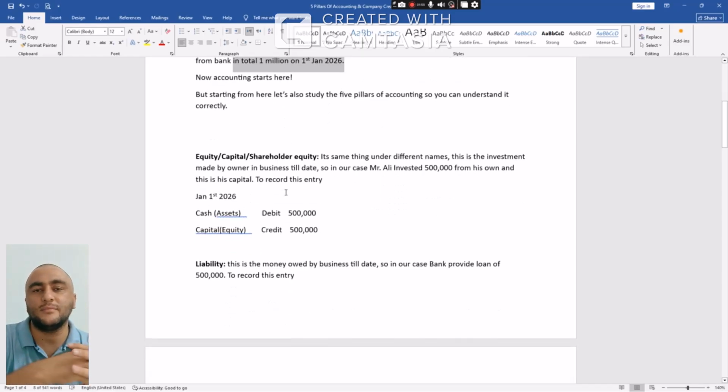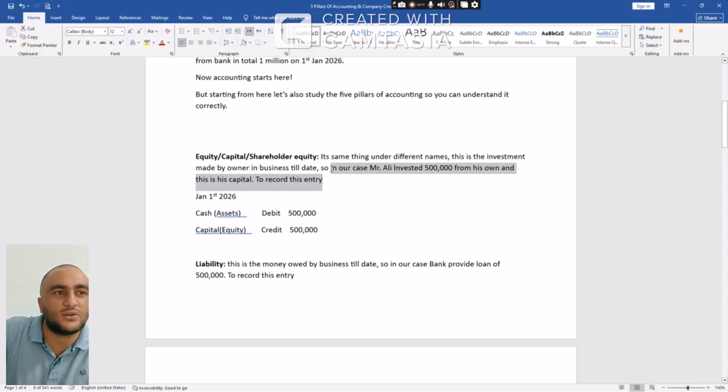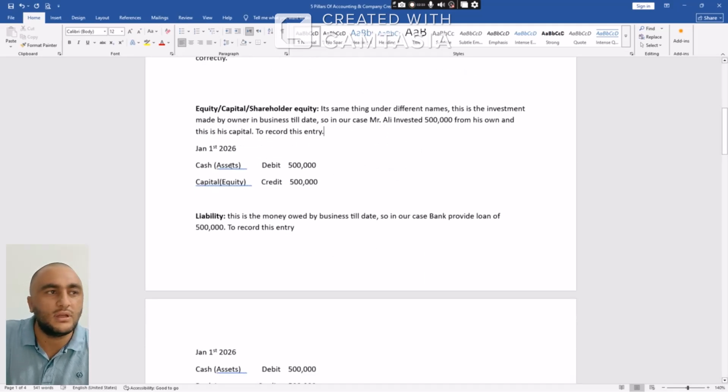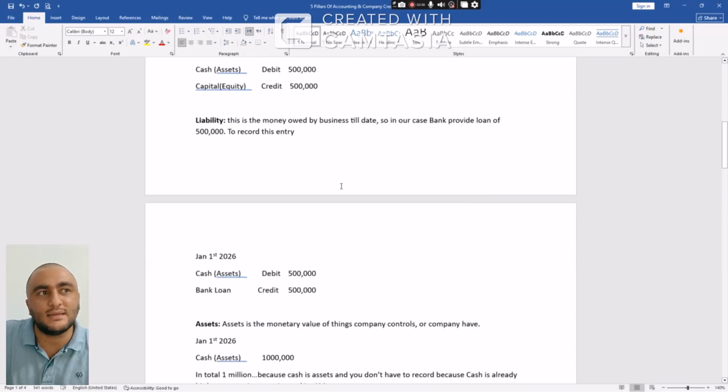As money comes in, 1 million from the owner, this is called capital. It is called capital because it's money from the owner into the business. To be very precise in accounting, 500,000 is capital or equity of the owner because the owner invested it, and another 500,000 comes from the bank as a loan. We know it, and the owner says so, therefore it's a liability. This 500,000 we will record in liability.